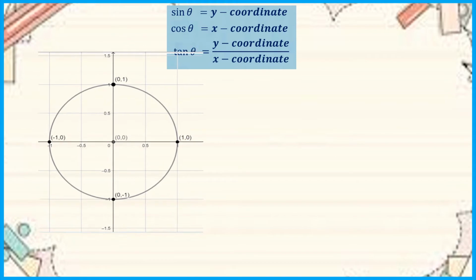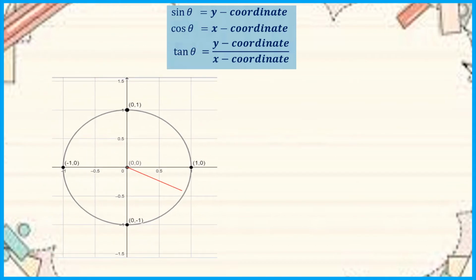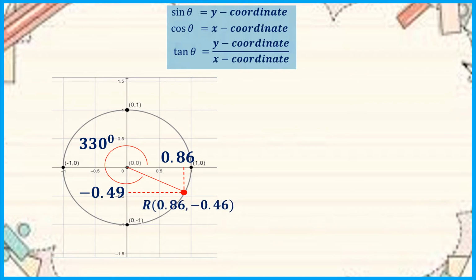Now let us have another one. Supposing we have a point in quadrant 4 which makes up an angle of 330 degrees. So let us take a look at the x coordinate. It is equal to 0.86 and the y coordinate is equal to negative 0.49. And we name it R, which is at 0.86, negative 0.49.